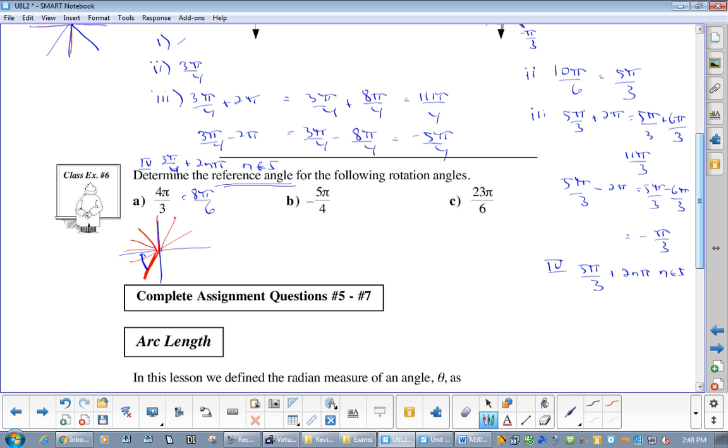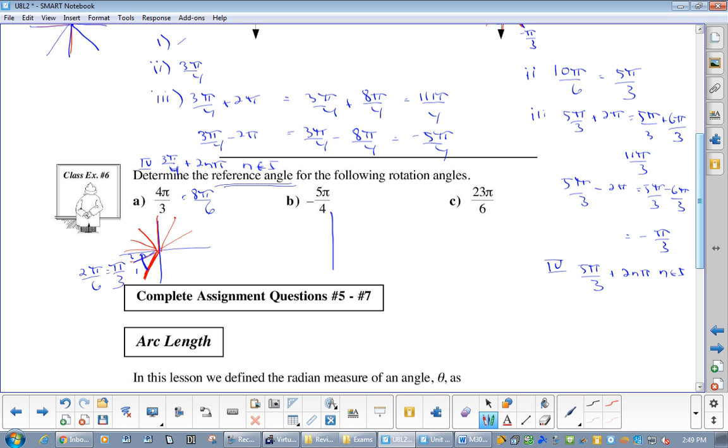How many pi over 6s? 2 pi over 6s, right? So count them. 1, 2. Which reduces to pi over 3.